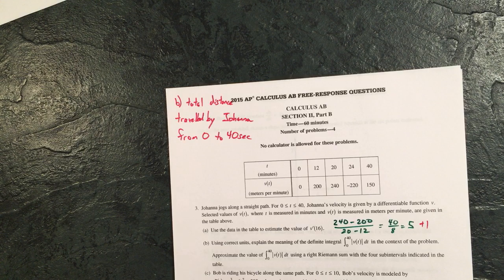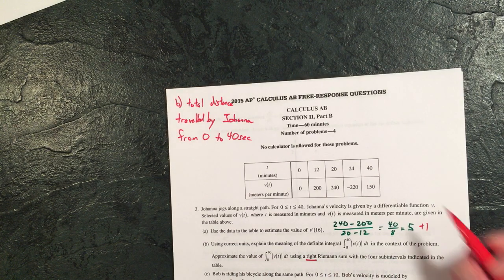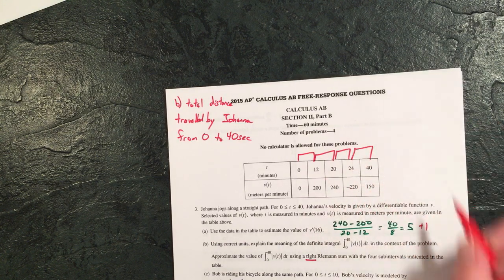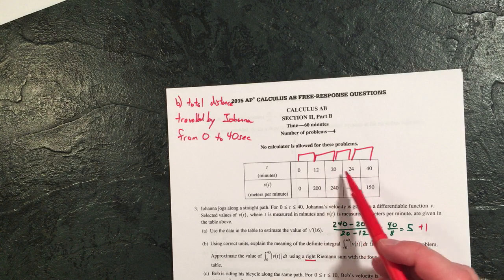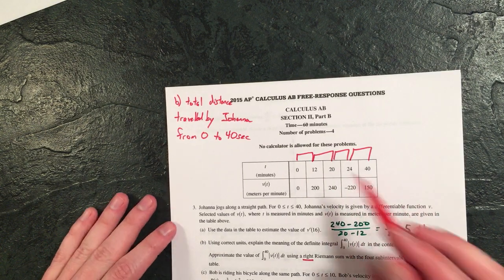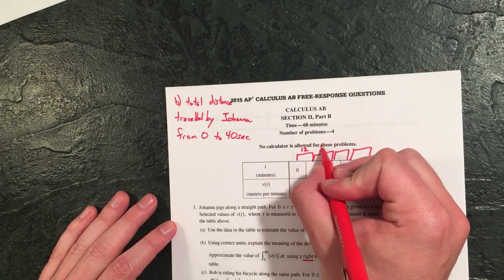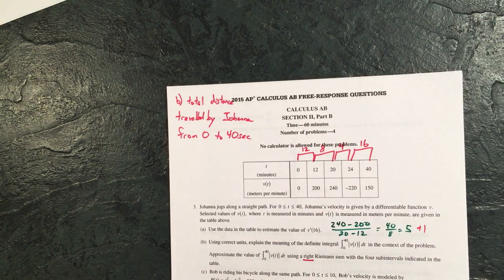Great. So now they want us to use a right Riemann sum. That means we're going to have all these intervals. And since it is a right Riemann sum, we want to look at the right number in all of these: 12, 20, 24, and 40. We also have to identify how far apart they are. So I'll do that right now. The distances are 12, 8, 4, and 16.